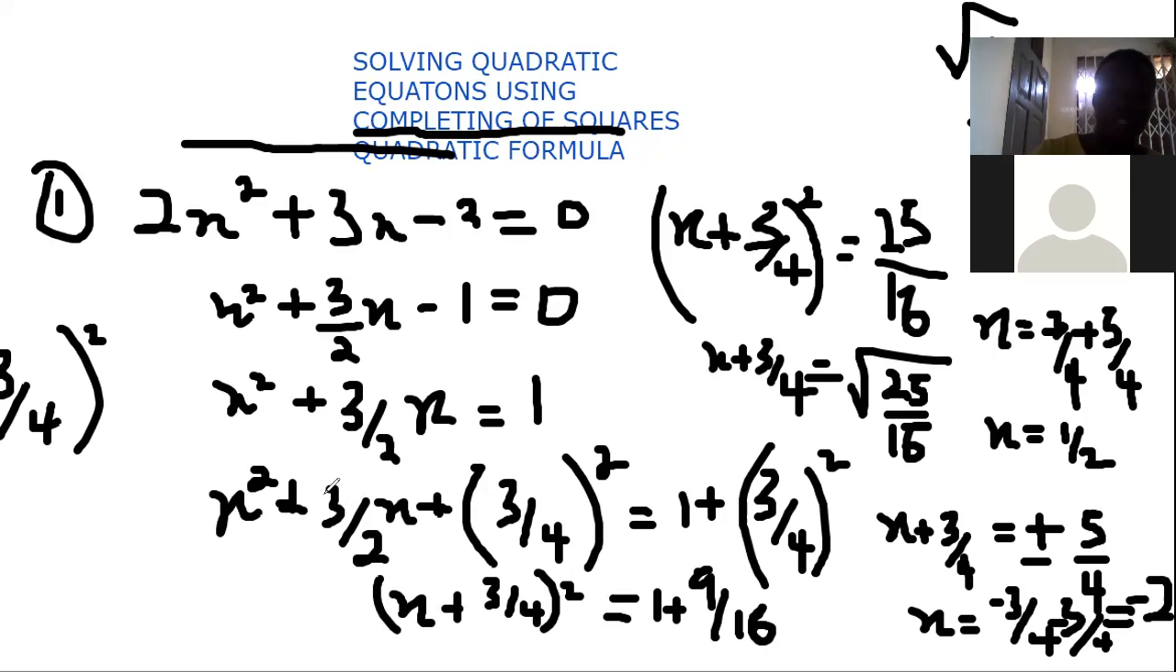The first one, when you get here, you expand this one and see if you won't get this one. The whole of this is the same as x plus 3 all over 4 into brackets raised to the power 2. So if you like, you can expand it. When you expand, you are going to get x plus 3 all over 4 into bracket x plus 3 all over 4. When you multiply, you are going to get the whole of this. So the whole of this can simply be written as x plus 3 all over 4 into bracket 2.